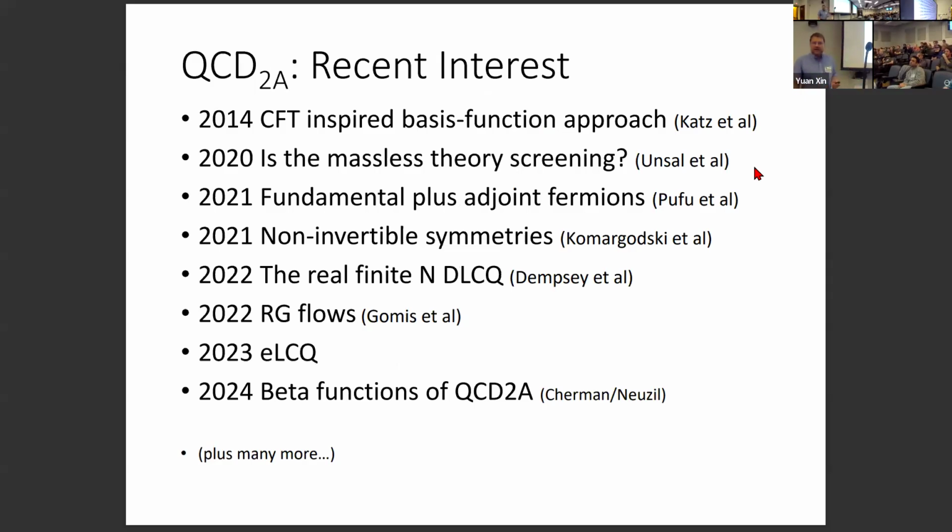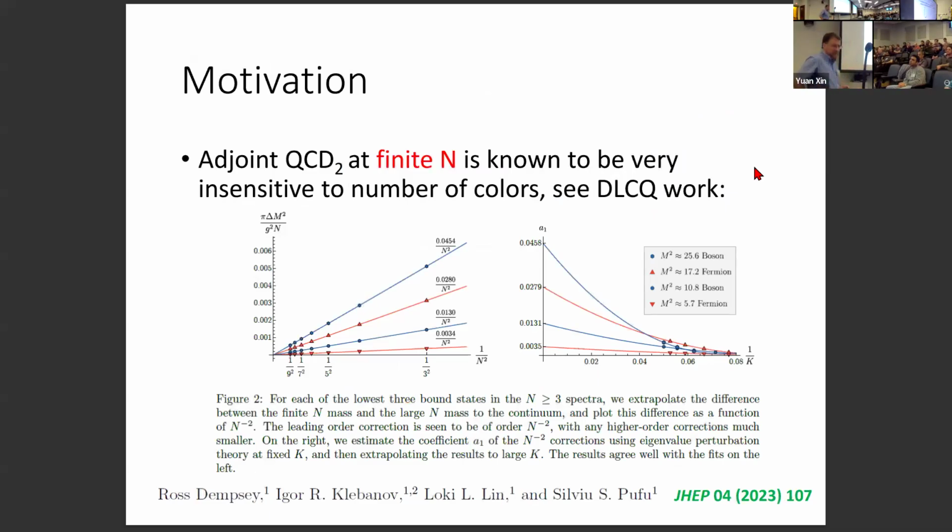So let's go right to it, because we actually had a talk this morning about DLCQ already, and so a little bit of the introduction. So let me give a little bit of motivation here. As is known, of course, since a long time, adjoint QCD is very insensitive to the number of colors. And so here's, for instance, this DLCQ work of Igor and collaborators that shows that the first corrections are 1 over N squared, and the coefficients are very, very small, right?